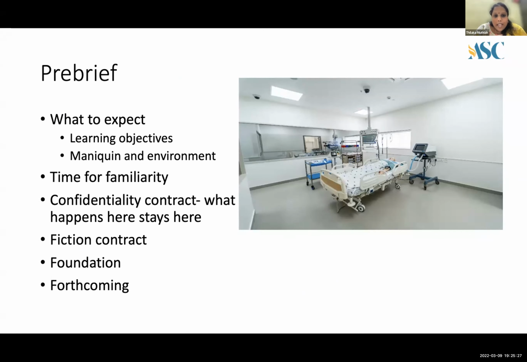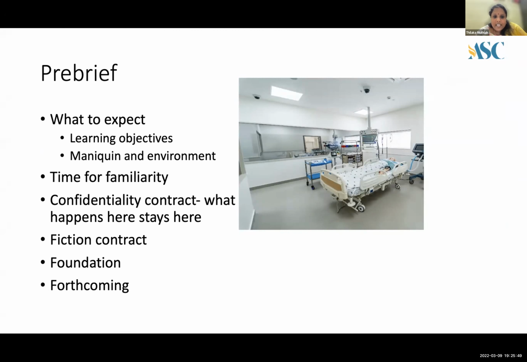as well as the mannequin and the environment. Because if the learners are not familiar with the mannequin and the environment, they don't know what to do when put inside a scenario, and we will not be able to run the scenario. So we'll have to give them some time to get familiarized with the environment, with the mannequin, with the new kind of technique that they are going to do the practice in.